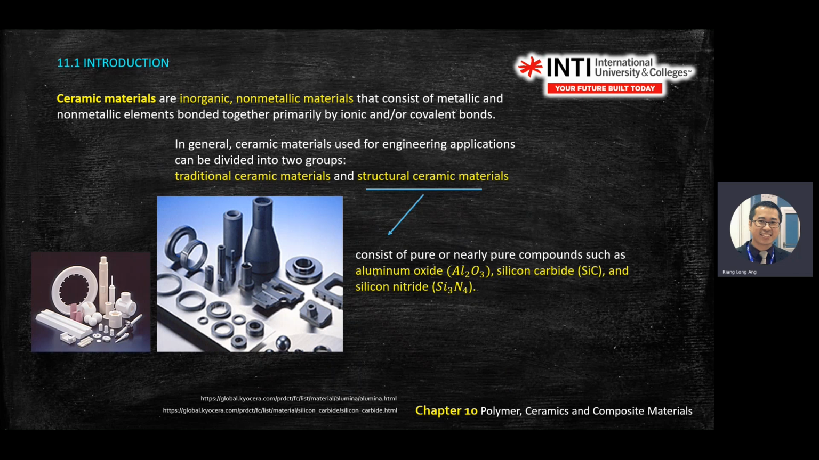So this one is more advanced as the technology becomes more and more advanced and the science knowledge becomes more and more. Then we apply the knowledge to create a component that is able to sustain higher pressure, higher temperature, and so on. So they are named as structural ceramic material. They will be using aluminum oxide, Al2O3, silicon carbide, silicon nitride, and so on. So the main idea is that ceramic material can split into two, traditional and structural.